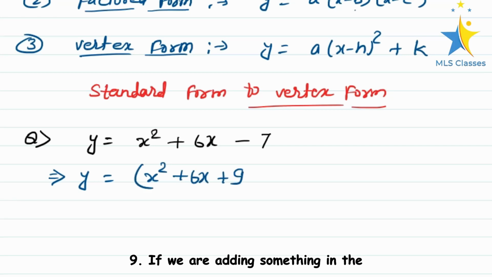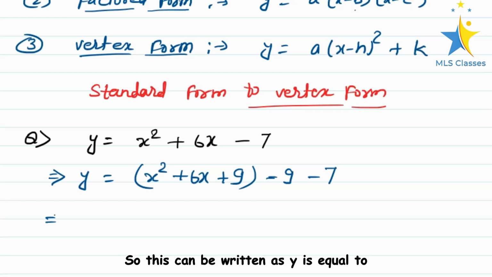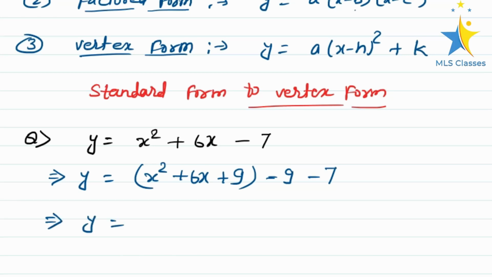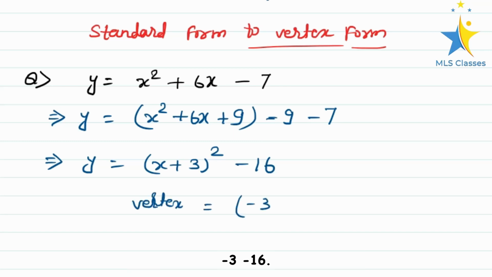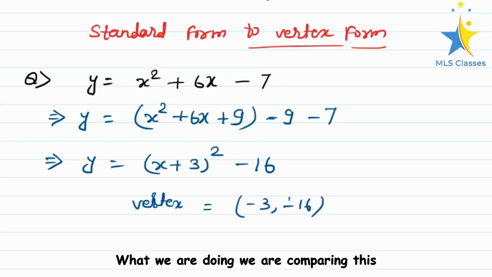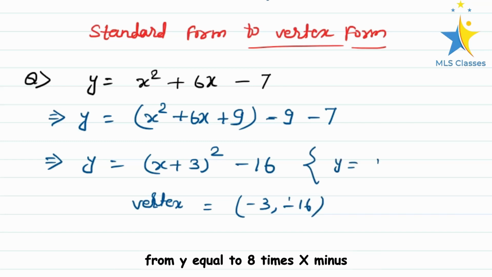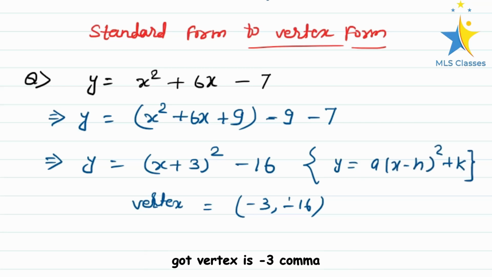If we are adding something in the equation, then we need to subtract that also. That's why we will subtract 9 also. Then minus 7 we are having. So this can be written as y is equal to (x plus 3) whole square minus 16. This is the vertex form, from where we can see that the vertex is (negative 3, negative 16). We are comparing this with y equal to a times (x minus h) whole square plus k, and we got the vertex as (negative 3, negative 16).